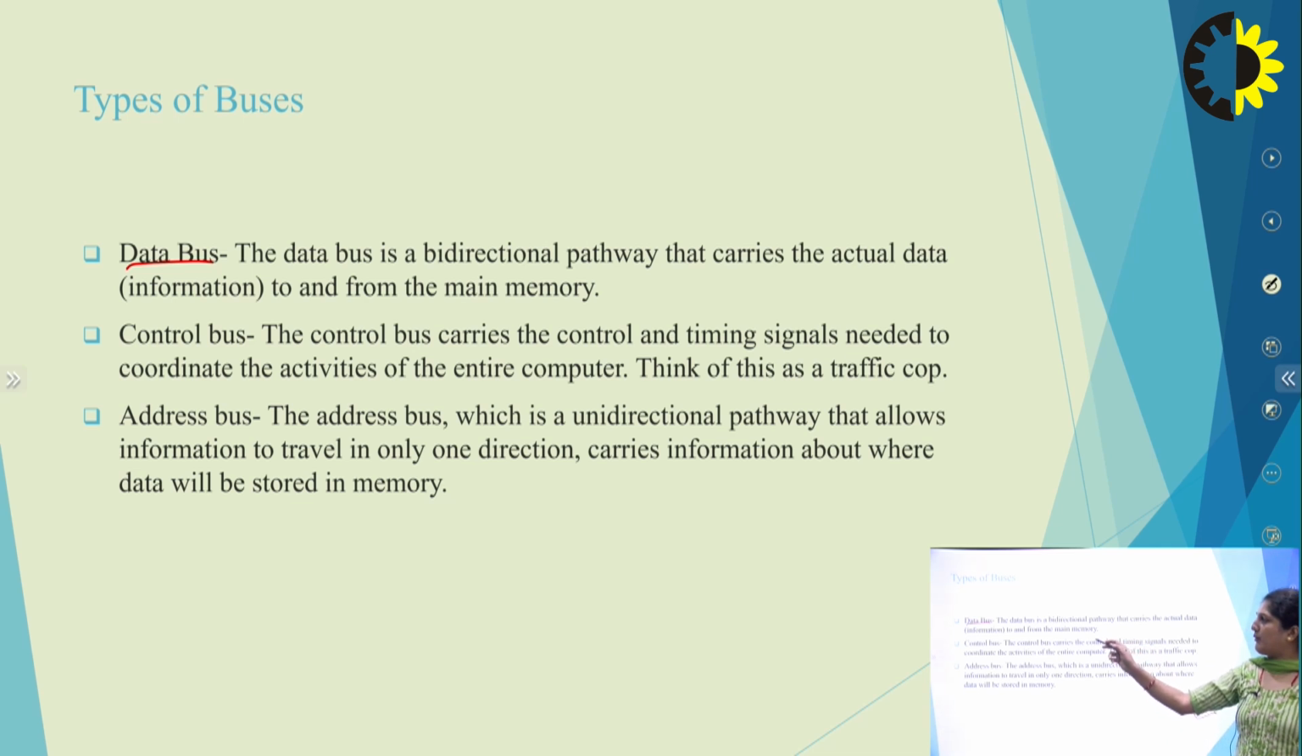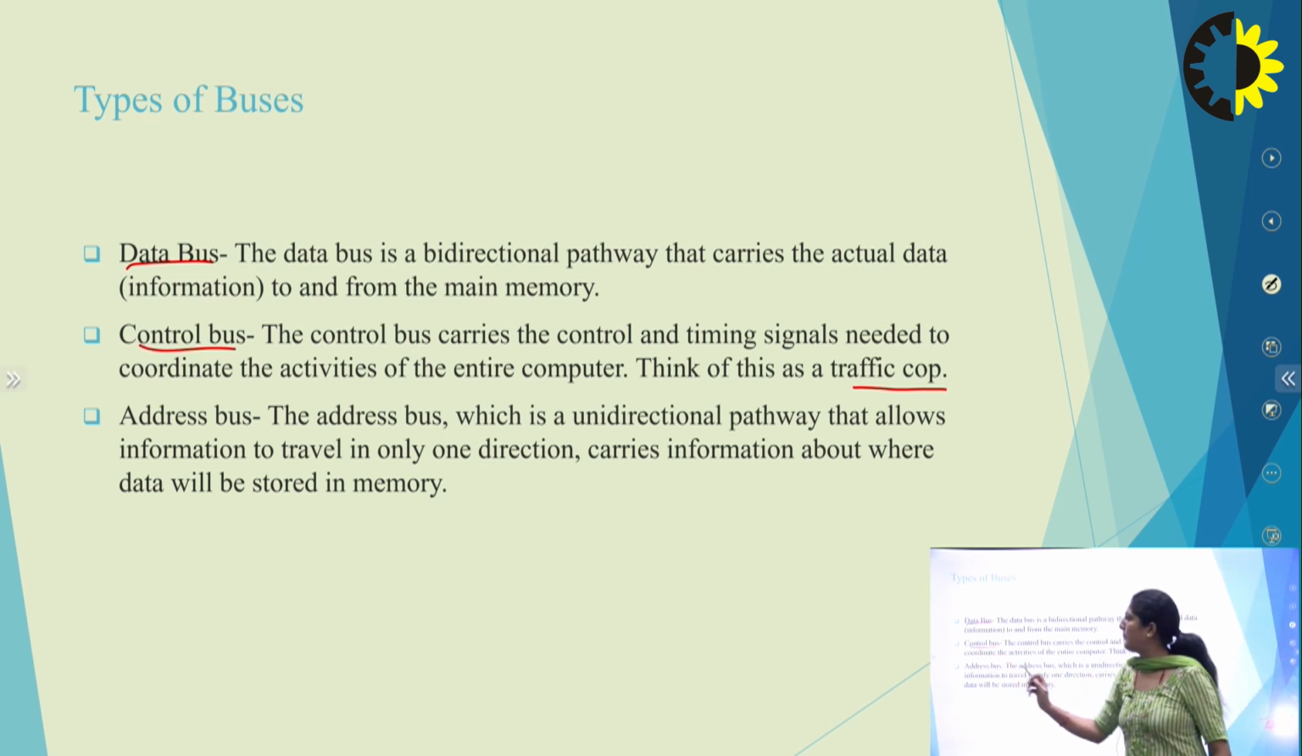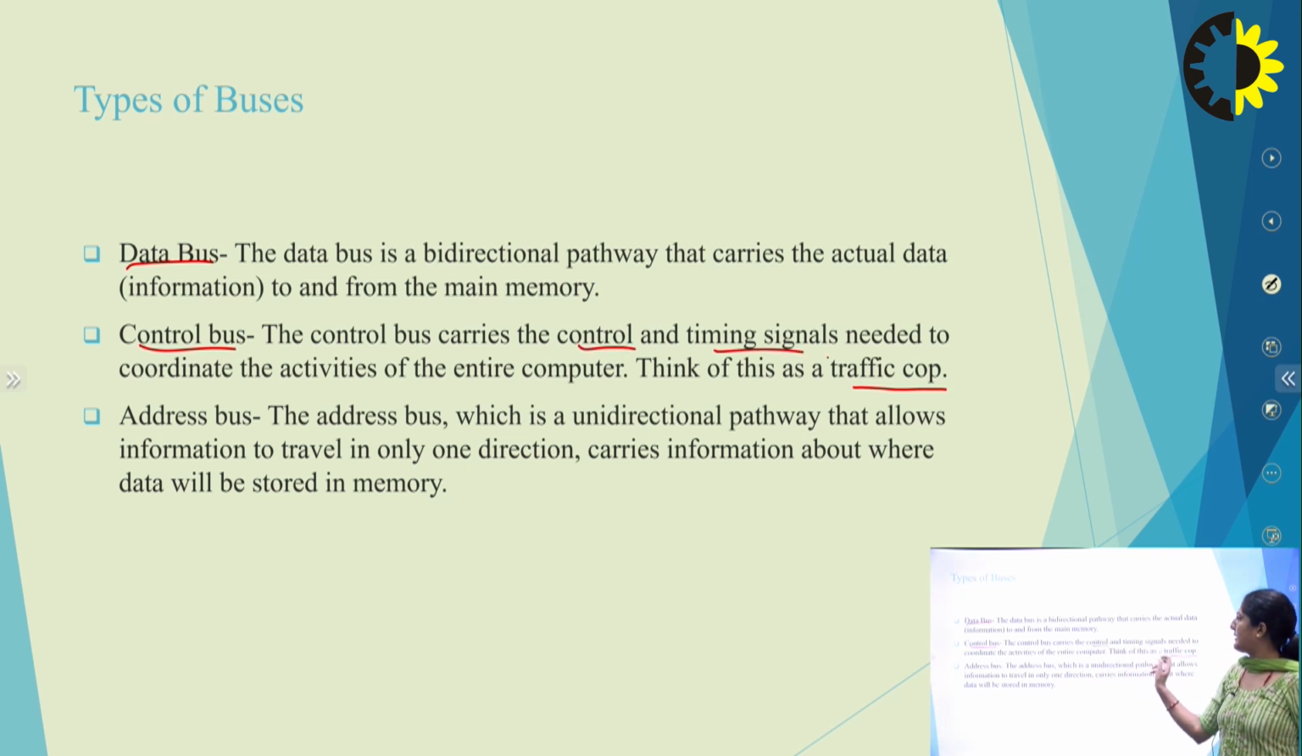What is the function of the control bus? The control bus carries control or timing signals needed to coordinate the activities of the entire computer. Think of it like a traffic cop. What does the traffic cop do? It will stop one passage and say that another passage will travel for 10 seconds. Then it will stop it and start another. So that is the function of the control bus. It controls the timing signals for the devices to communicate with each other.